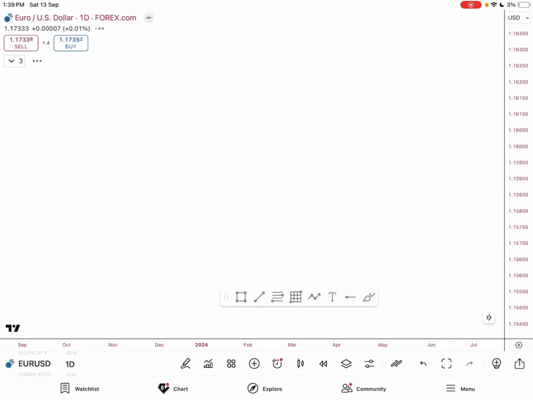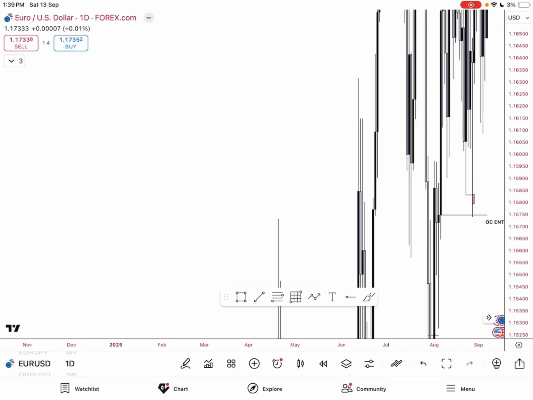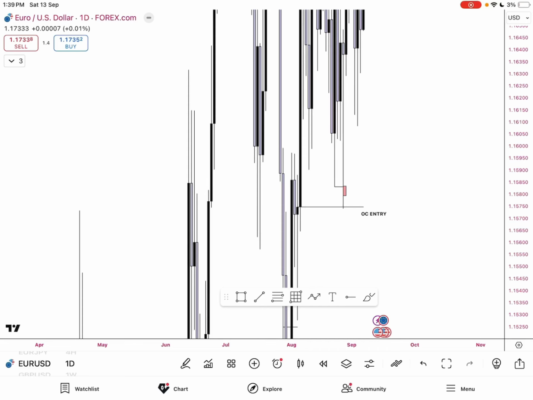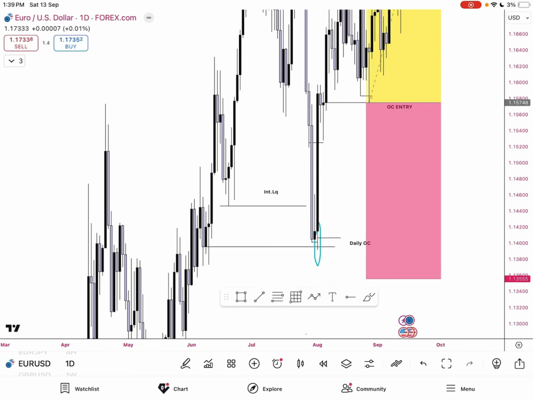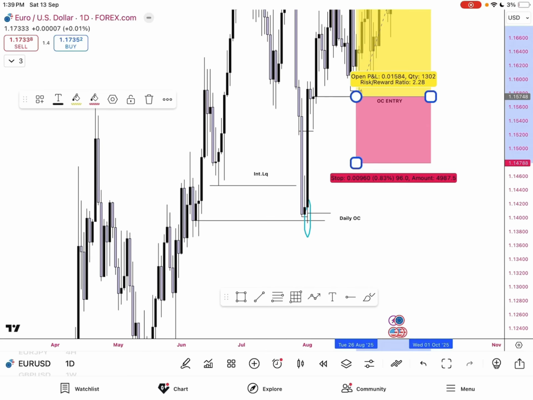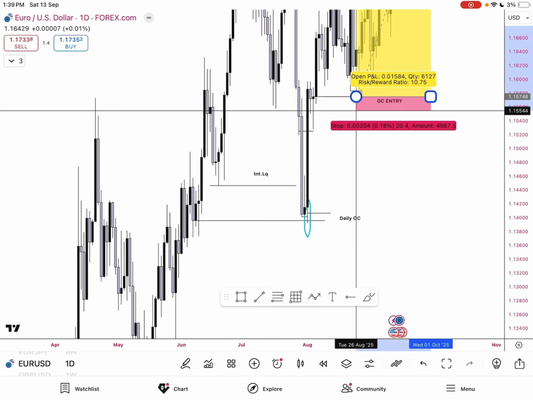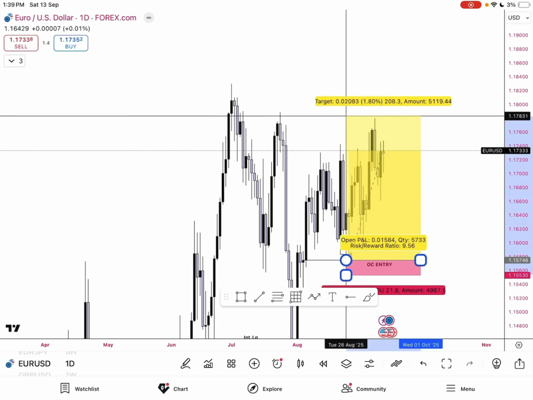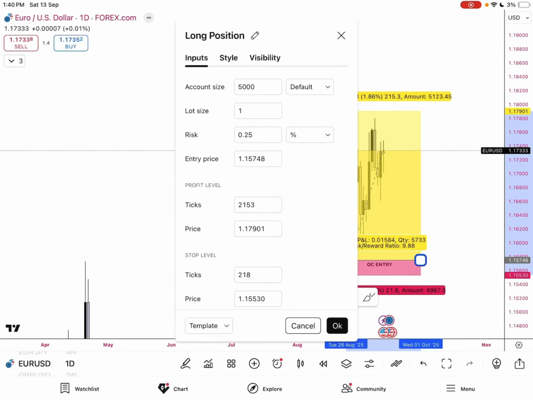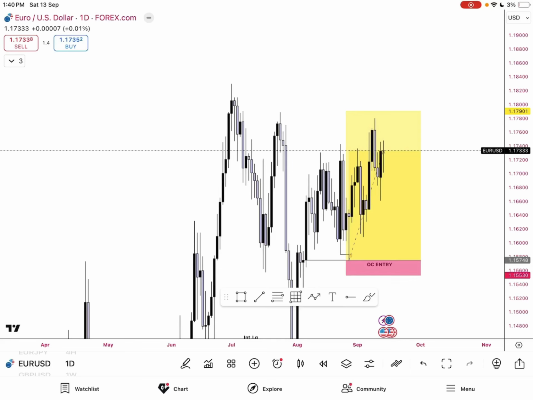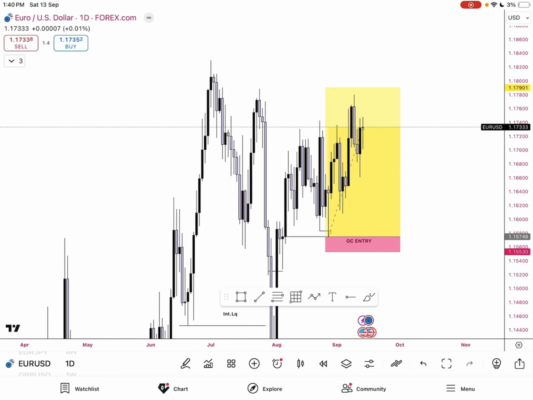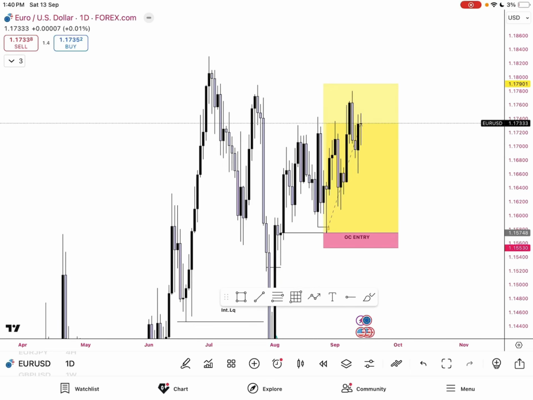If you want to enter directly at our key level, this is a direct entry. You can put your stop loss at 20 pips, and you can target up to the external level. The next video I will share with a proper explanation about the entries within a few minutes.